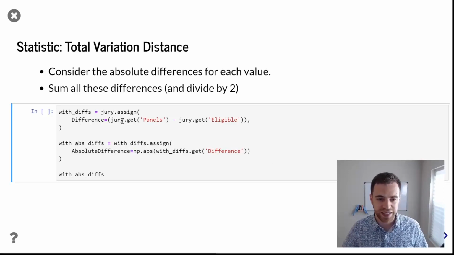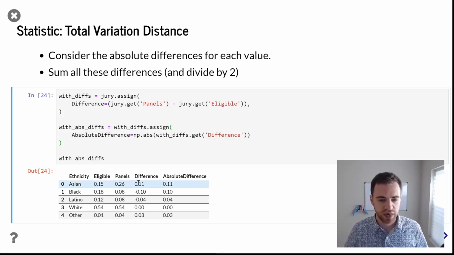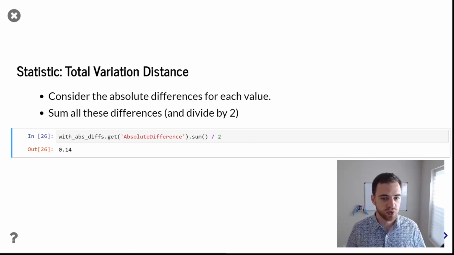We calculate the differences here. So I'm going to take the proportions in the jury panel minus the eligible. Those are the signed differences. What we want are the absolute differences, so I'm going to take the absolute value of that. Here's what I get. I have the difference here, that's signed. I don't really want the sign, so I take the absolute value. So I have all of the absolute values. I'm going to add all of those up and then divide by 2. That is what we call the total variation difference, or the total variation distance. Here we see it's 0.14.